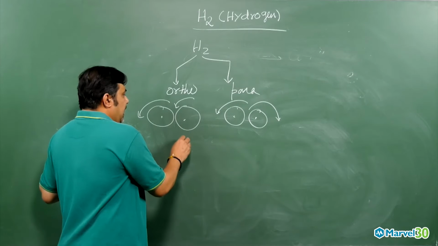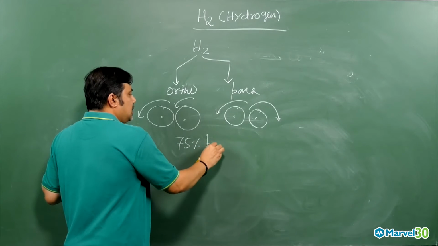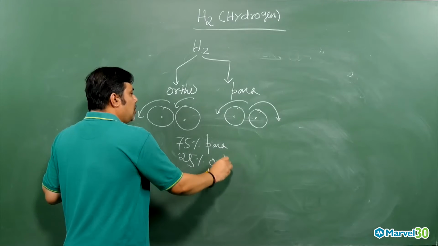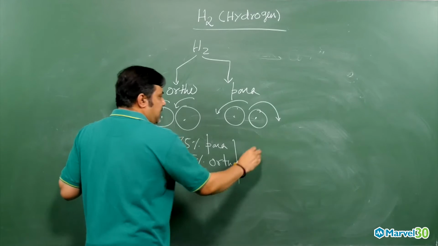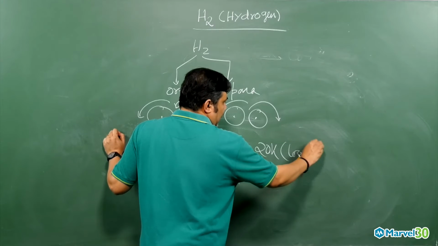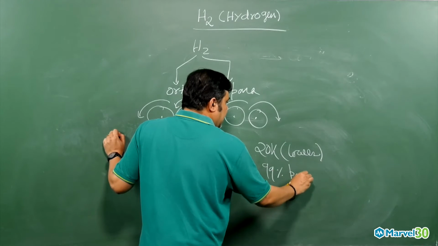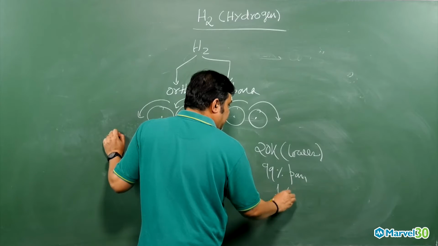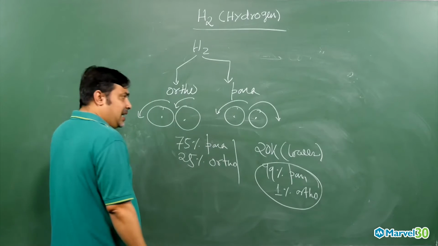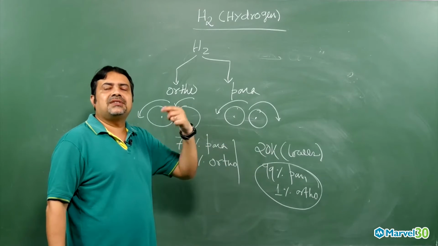And generally at normal temperature, 75% para and 25% ortho will be present. But if the temperature is around 20 K, a very low temperature, then 99% will be para and almost 1% will be ortho. That means almost 100% parahydrogen is possible at a lower temperature, but the reverse is not true.